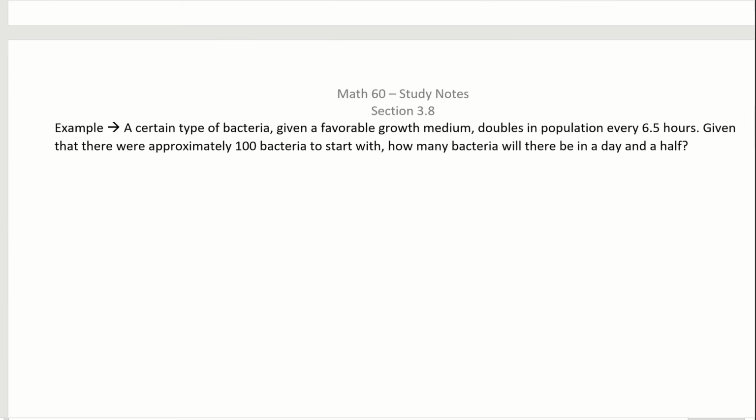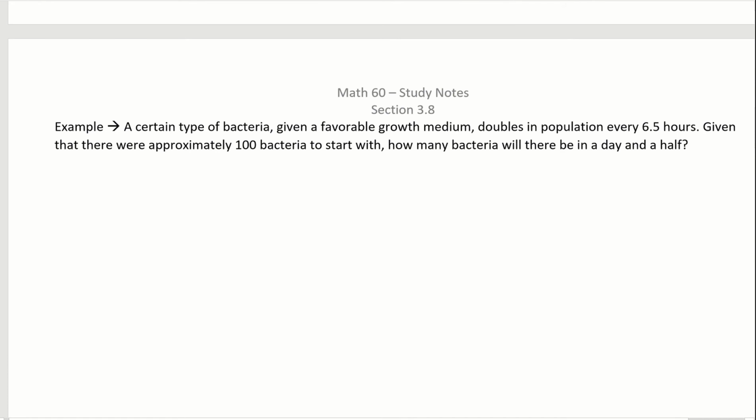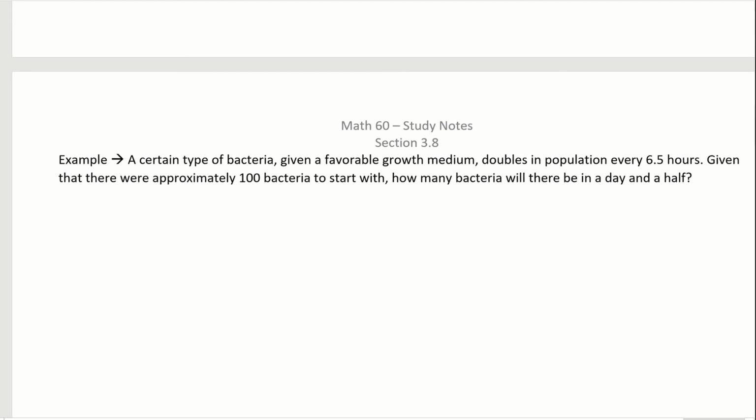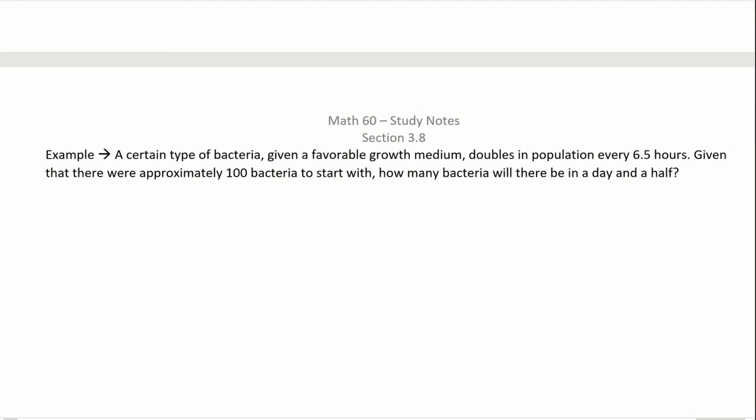Here we go. Example. A certain type of bacteria given a favorable growth medium doubles in population every 6.5 hours. Given that there are approximately 100 bacteria to start with, how many bacteria will there be in a day and a half? Now, one thing I didn't notice when I used my calculator to get ready for you guys, I didn't notice the day and a half as opposed to hours, and that's going to be a thing, right? Anyway.